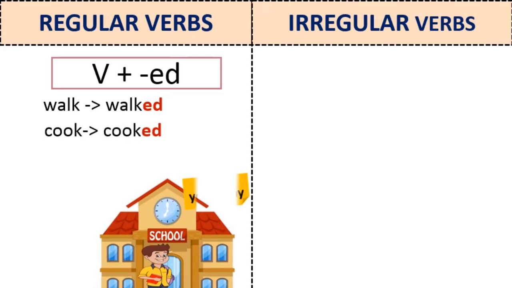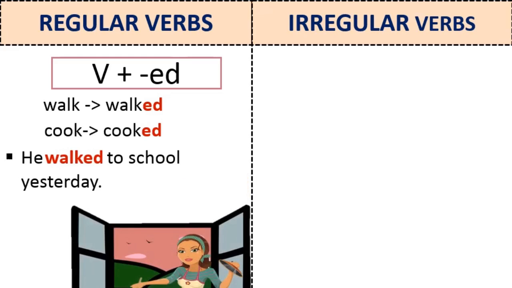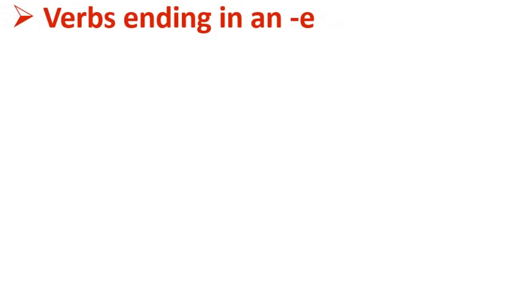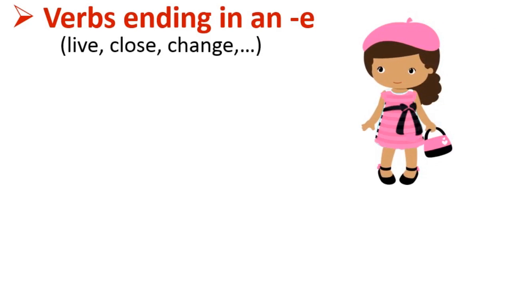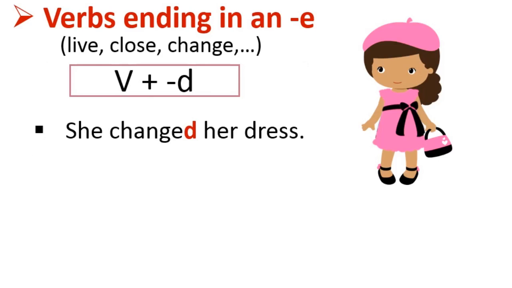Now let's take a look at the picture and sentences. As you can see, both these sentences are in the simple past tense. He walked to school yesterday. She cooked dinner. So verb plus ed is the basic form of simple past tense verbs. But you need to pay attention to the verbs that end in an e, such as leave, close, and change. For example, she changed her dress. With these verbs, we use the infinitive form, but we only add a d.